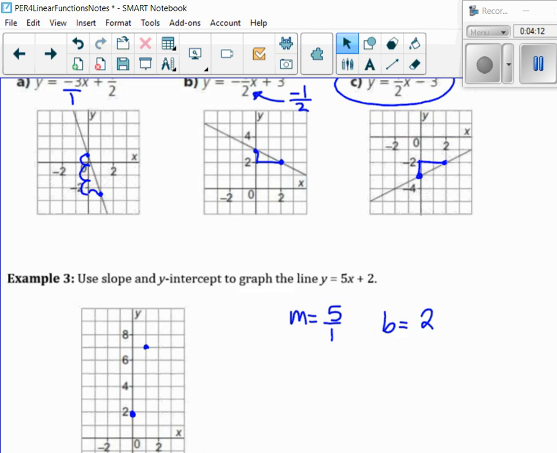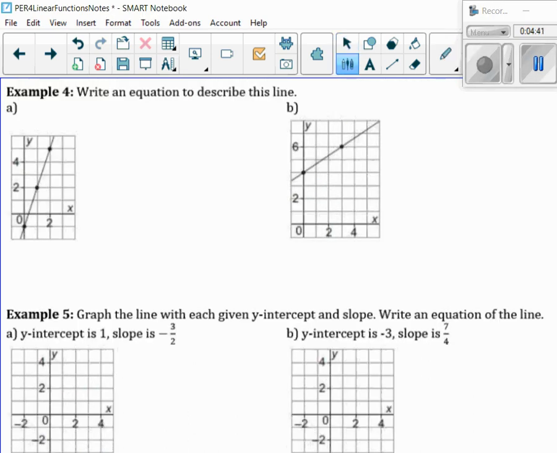Okay. Now we're going to take our ruler and connect the dots. Do I leave it as a short, stubby line? No. Extend it and put arrows, right? Extend it and put arrows. There's an arrow, there's an arrow.